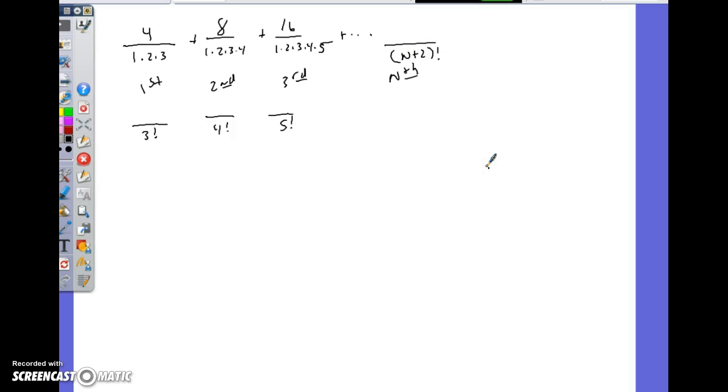Again, how did I get that? When I put in a 1, I should get 3 factorial. 2, I should get 4 factorial. 3, I need to get 5 factorial. Therefore, it must be n plus 2 factorial.